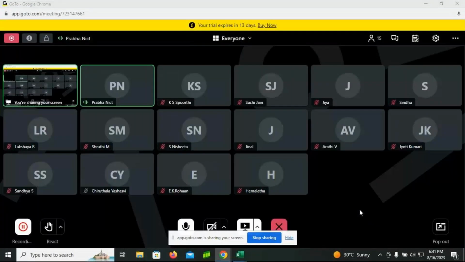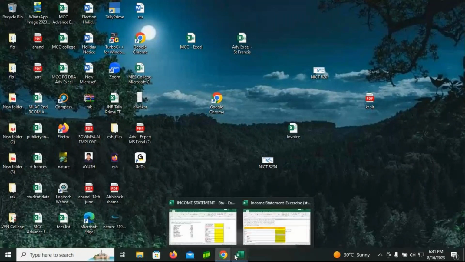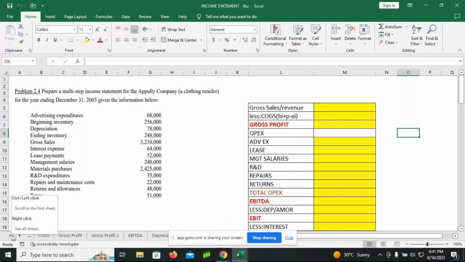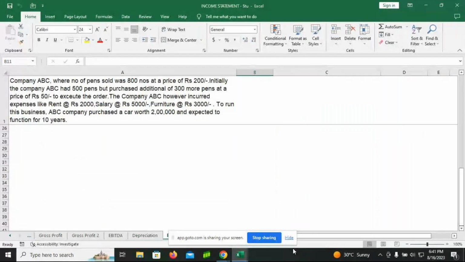So last class we discussed certain things. Let's see how it works. We had done how to calculate the individual parts of the income statement: COGS, gross profit, EBITDA, depreciation, and how to calculate the tax. All those things were done. So hopefully you were able to do it.